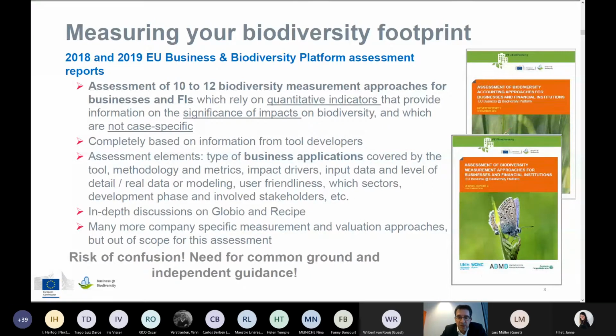Something else I want to mention is that I said 10 to 12 different biodiversity measurement approaches, but in fact there are more. We are now identifying even more different approaches. But the risk is that it all becomes quite confusing for businesses in selecting the right tool for their specific business applications. Next slide, please.